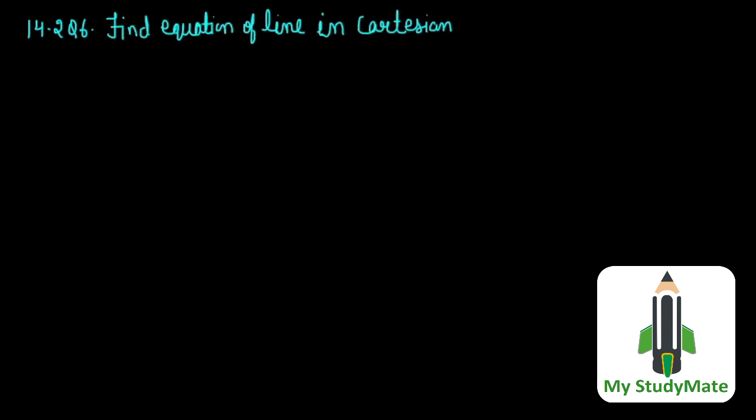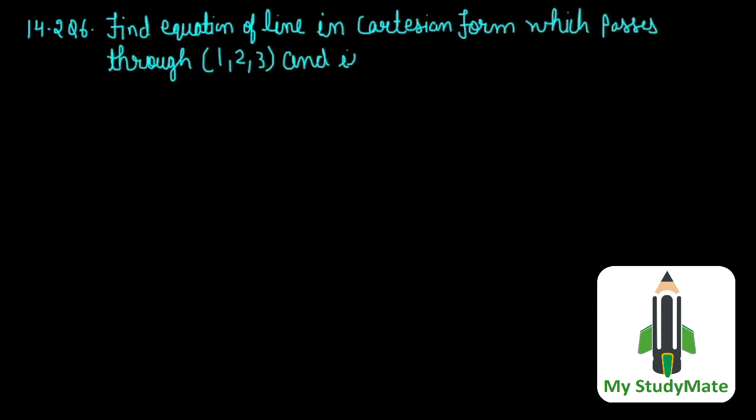In this video, we are going to solve question number 6 from exercise number 14.2. Find the equation of the line in Cartesian form which passes through (1, 2, 3) and is parallel to the line (x − 2)/(−1) = (y + 3)/7 = (2z − 6)/3.